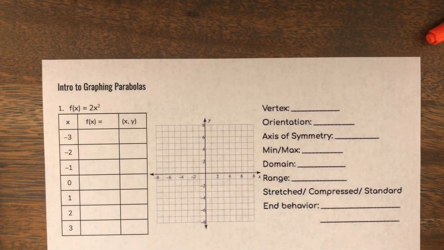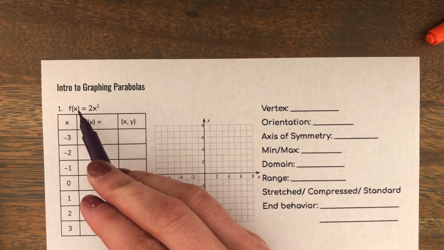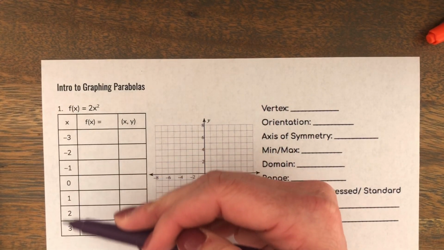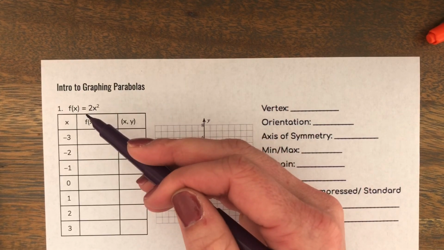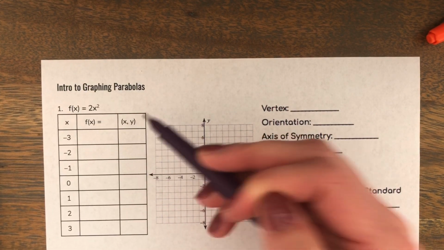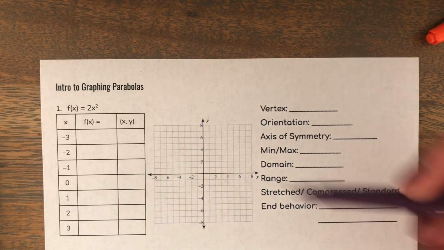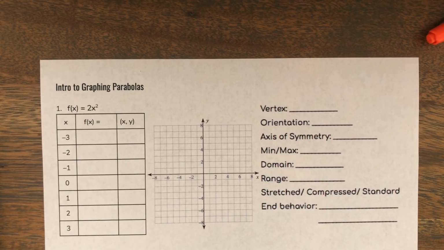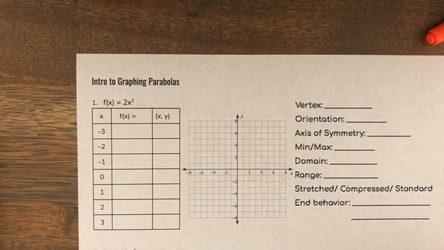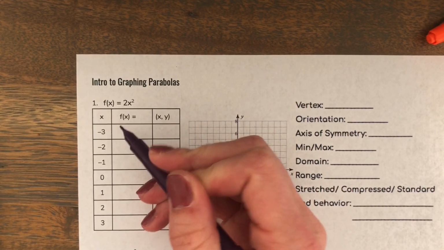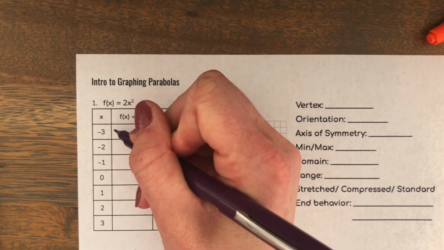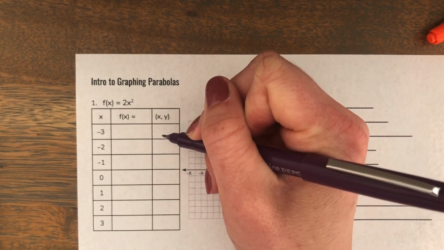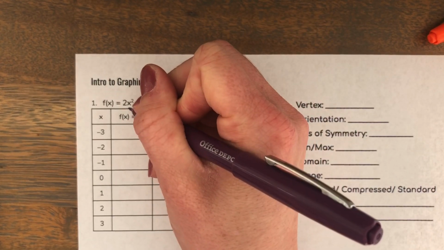So what you're going to start with is the function that you're graphing, 2x squared. These are the x values that we're going to be plugging in to get your y values. And then you're just going to plot the ordered pairs. After that, we're going to go over this information. With the table, what I like to do, you don't have to, is write it out, type it into my calculator, and then write my ordered pair.